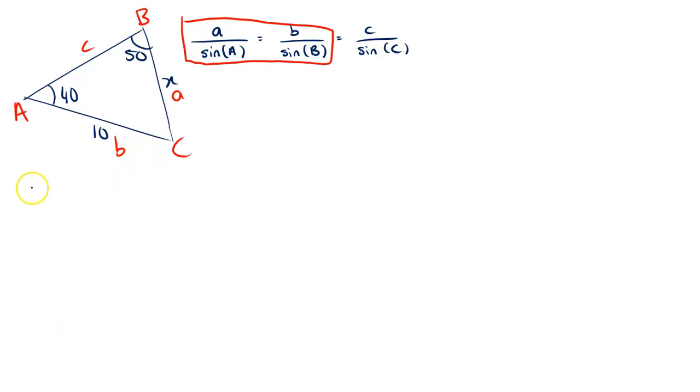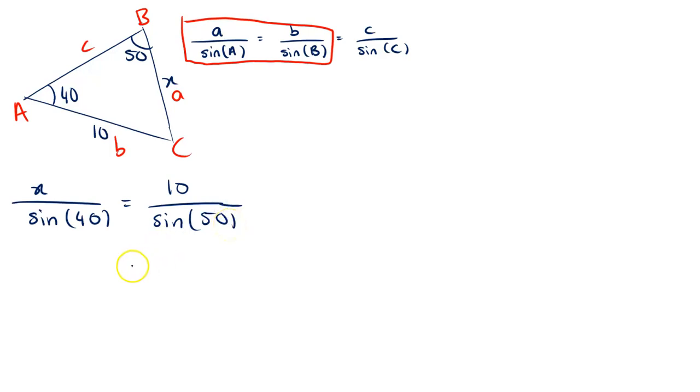So I start off with the small a, which is X, over sine of capital A, which is 40, is equal to b, which is going to be filled in with 10, over sine of capital B, which is 50. Now we're going to go ahead and solve for X.